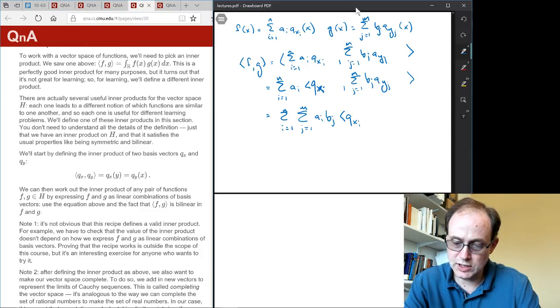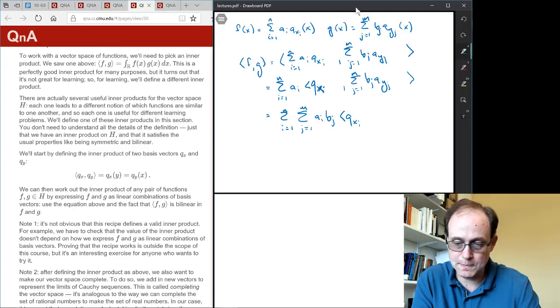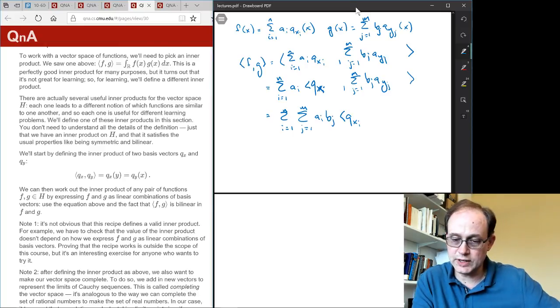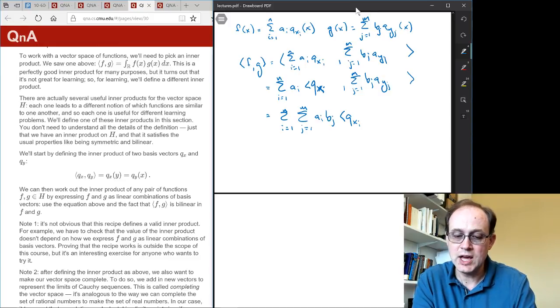I am just talking about the functions as objects themselves. Apologize for the notation problem. Right, so here in this definition, there's a specific x because I'm evaluating the function at a specific point. But here the inner product is between the entire function f and the entire function g, right?